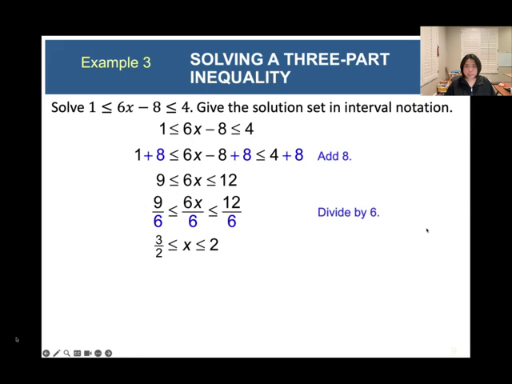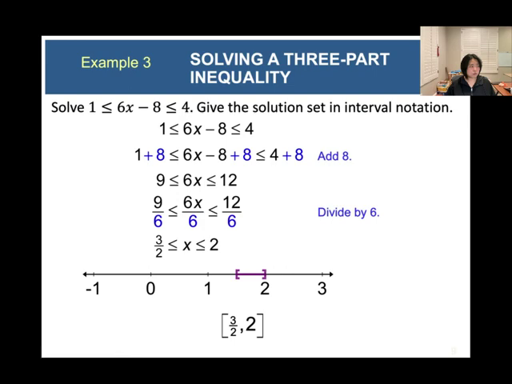Okay, right? So x is in between these two numbers. So we're going to put it here. 3 over 2 is about like 1 and 1/2 here, right? X is going to be in between 3 over 2 and 2. And then write down the interval notation. So it will be bracket 3 over 2 comma 2 close bracket. Okay, right? This is solving the linear inequality.